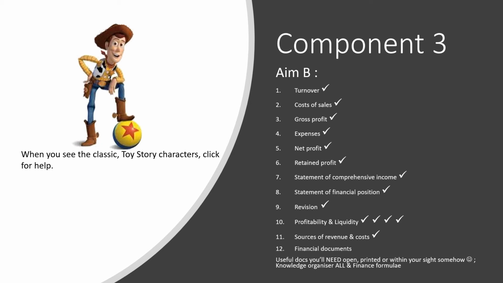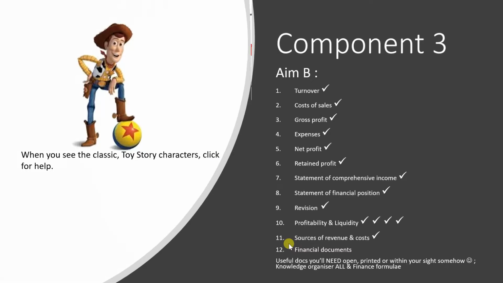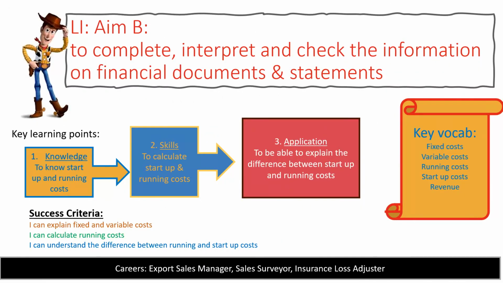This is lesson 11, one more to go and we've completed aim B. This lesson is about sources of revenue and costs. So it's a nice straightforward one. We're nearly on our final leg of aim B. Lesson 11, sources of revenue and costs.